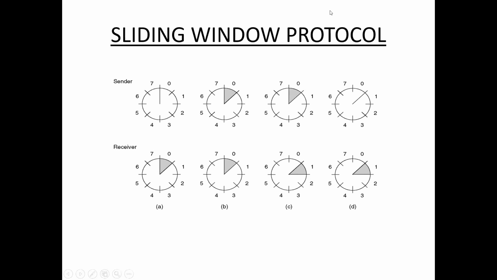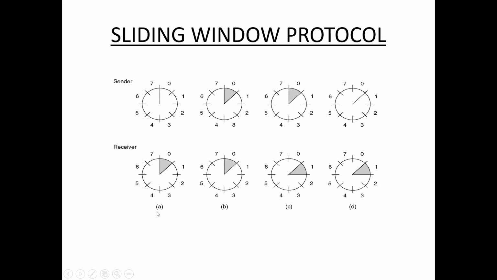Here the sender window size is 1 and the receiver window size is 1. The sequence number ranges from 0 to 2 power 3 minus 1, that is 0 to 8 minus 1, 0 to 7. So the sequence number ranges from 0, 1, 2, 3, 4, 5, 6, 7, and for the receiver also. This is the 1-bit sliding window protocol.